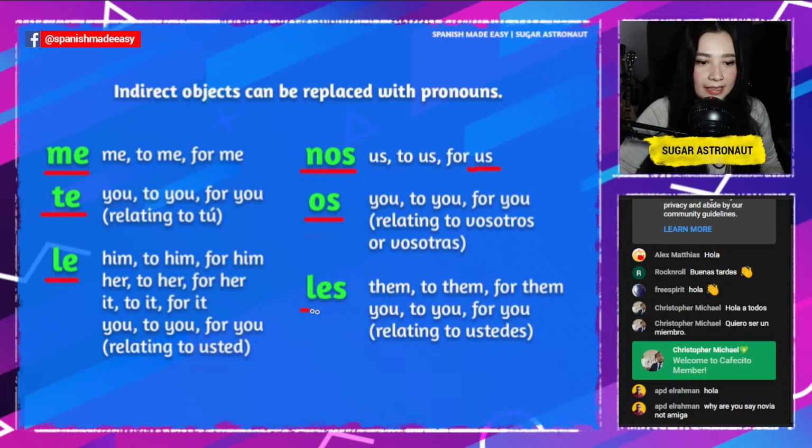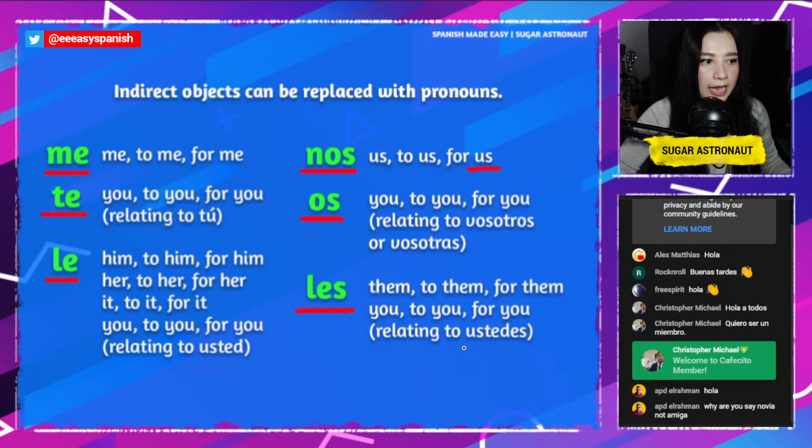Okay, and lastly, les. Les means them, to them, for them, you, to you, for you, and it relates to ustedes. So it's a plural you. When I say it means you, to you, for you, you're talking to a group of people, not one person. Essentially, them, to them, for them as well. Les, just like ustedes, is used mainly in Latin American countries. If you're in Spain, you will use os, and les in Latin America.